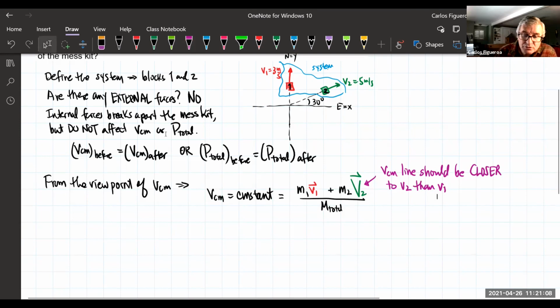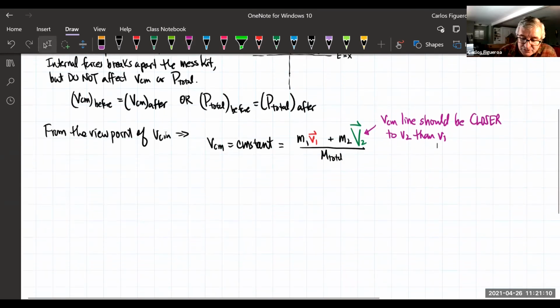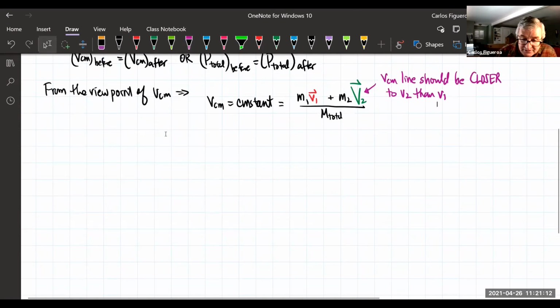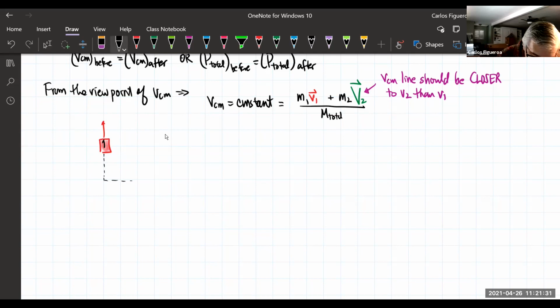So now let's go draw a nice big picture so that we can actually start to look at this thing. If I draw this, I could imagine that I have a block moving like this. Here's V1. And then I have V2. And I imagine that my V2 is moving like this.